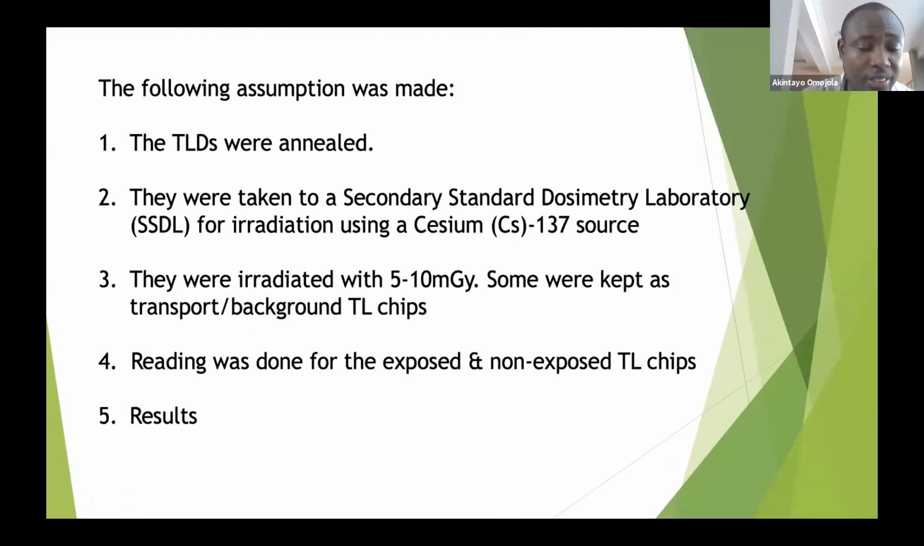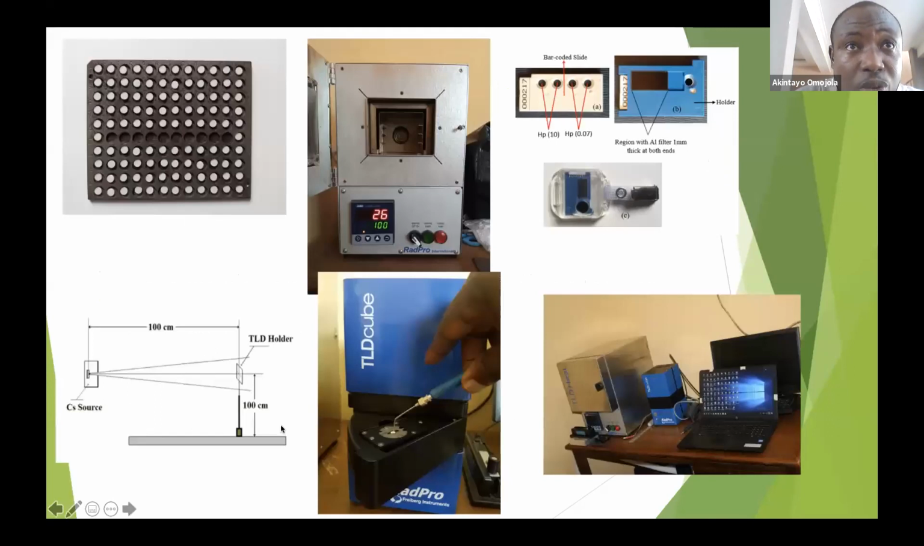Fantastic. So they were irradiated to 5, 6, 7, 8, 9, 10 milligray. So we practically took them for irradiation. I want to just show you something. This is the setup you are going to see in a secondary lab. This is your cesium source, and these are your TLD chips here. After we've taken them there, remember we have to go with a few chips that will not be exposed to radiation. We call them transport dose. They are actually background dose. So we are not going to expose them to the cesium source, but they are among the chips we took down to the secondary lab.